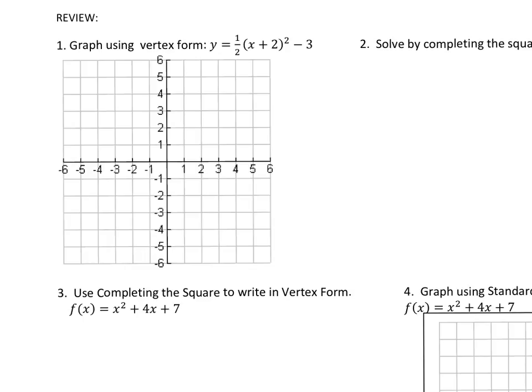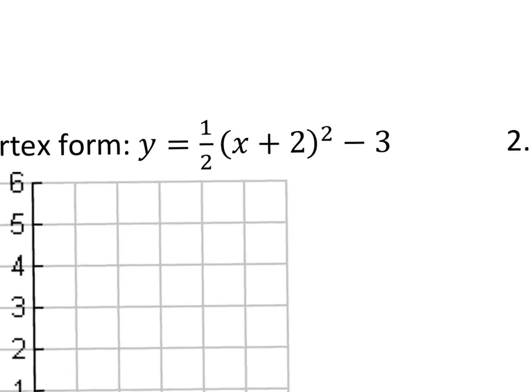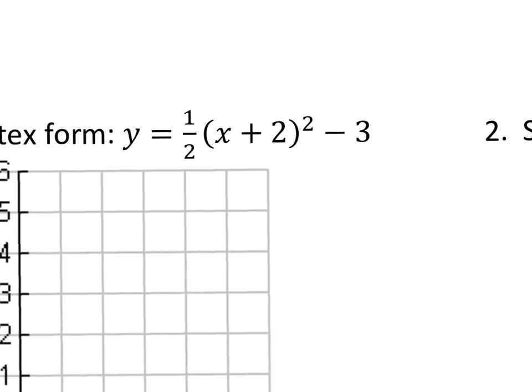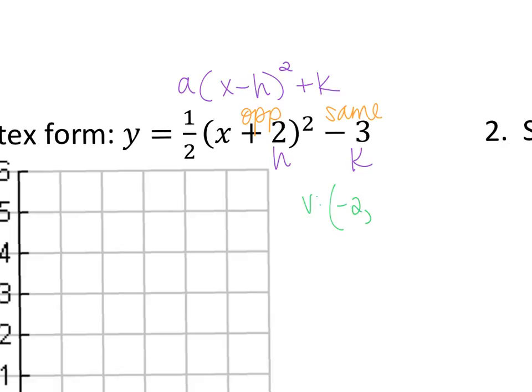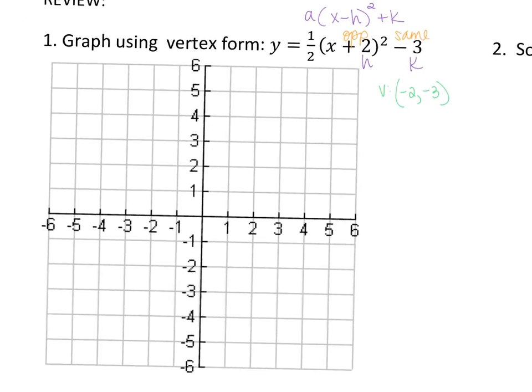All right, so in 4.10, our number one, it says graph using vertex form from y equals 1/2 times x plus 2 squared minus 3. Well, this is our first form we learned, where it's a times x minus h squared plus k. So this is my h and this is my k, and remember that h is the opposite, and k is the same. So my vertex is going to be h, which is -2, that's the opposite of +2, and -3. So if I were to graph that, -2, -3 is right here.